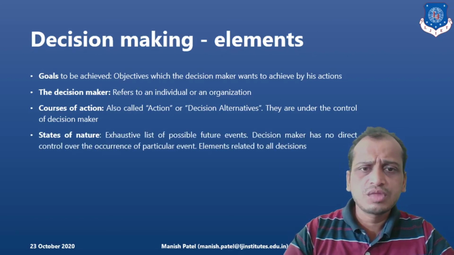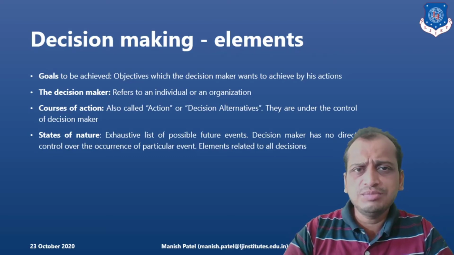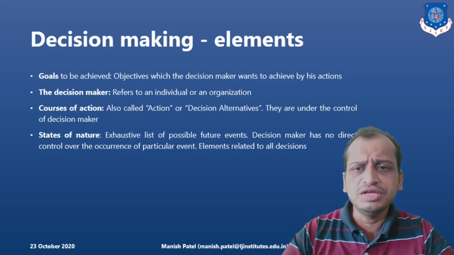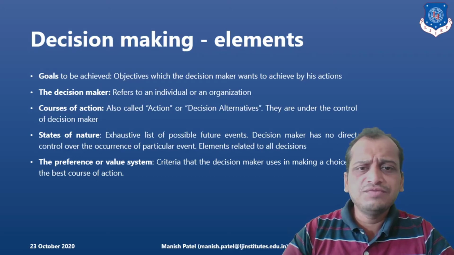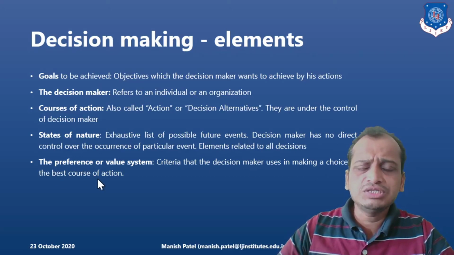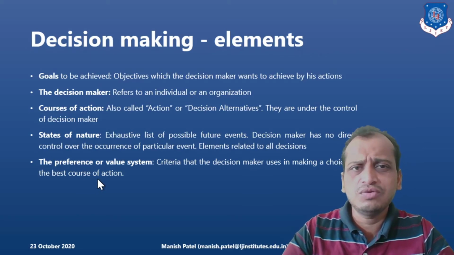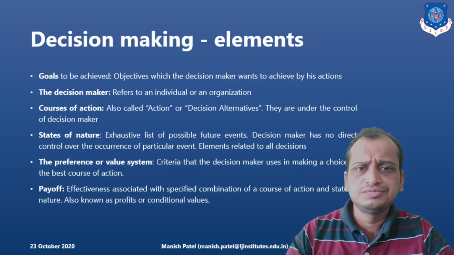Then you have state of nature. What is the possible list of future events? When you take some decision, what are the future events that are likely to happen? That is the state of nature. Then you have preference, or you can say value system. The criteria that the decision maker uses for making a choice for the best course of action. Let's say, for example, there are multiple courses of action. Out of that, some of them are useful, or beneficial, for the decision maker. So that is nothing but a preference.